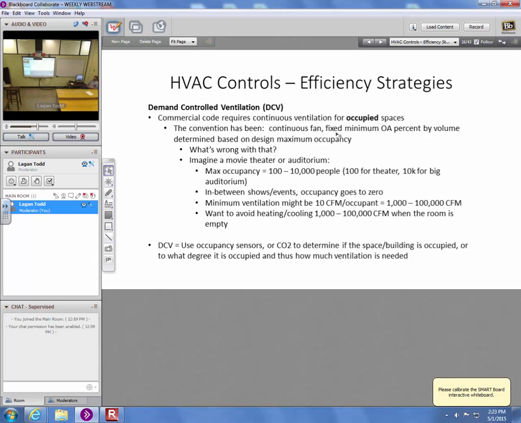That's good for occupants as far as air quality, but it's not very good for energy. A good example would be a movie theater or auditorium, where your max occupancy could be anywhere from 100 to 10,000 people, depending on the kind of venue. And if your baseline is 10 CFM per occupant, then that means 1,000 to 100,000 CFM of outside air during all those occupied hours.